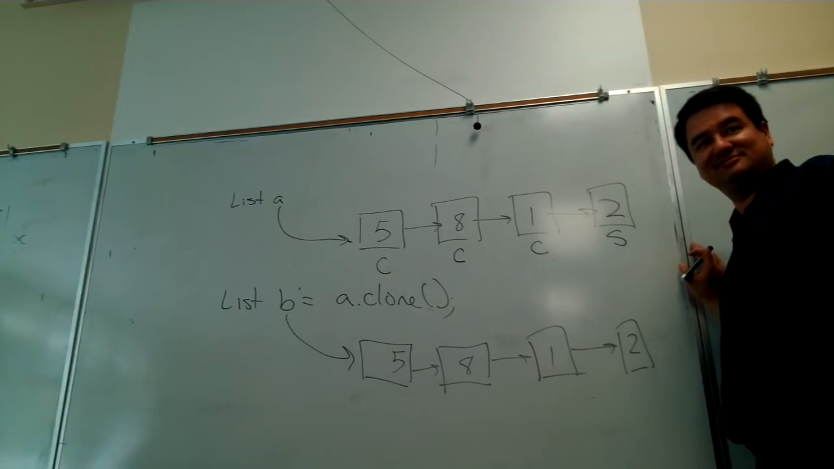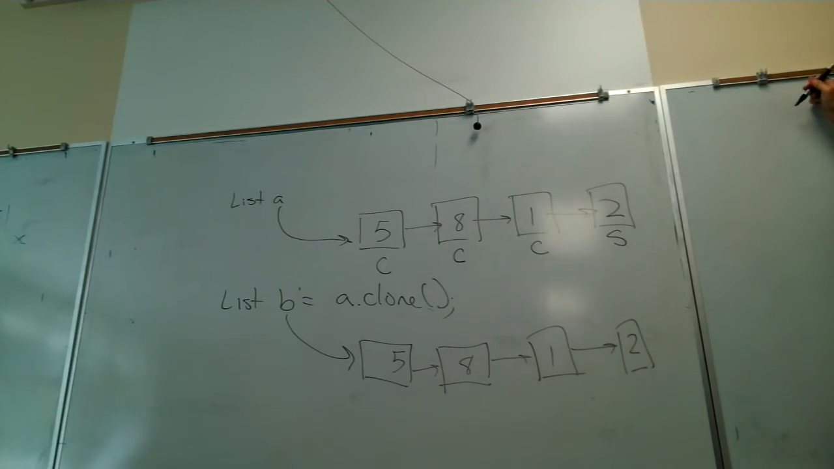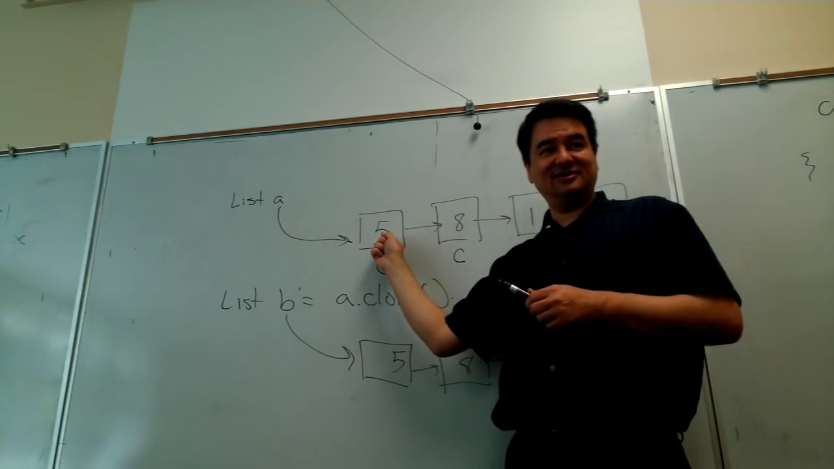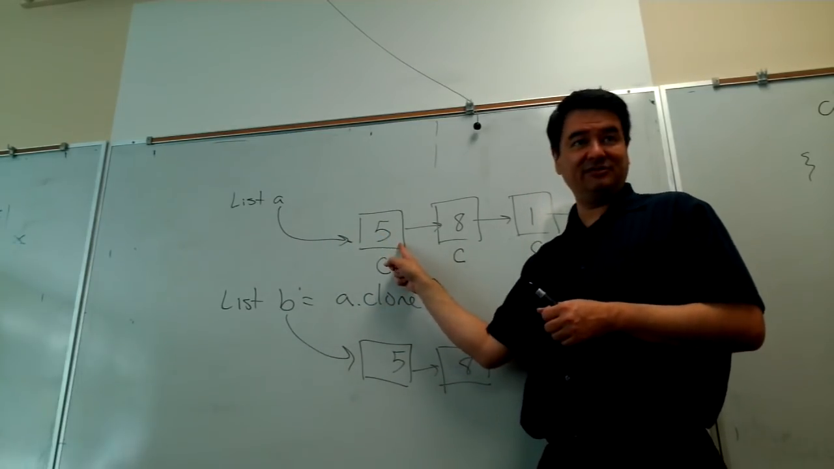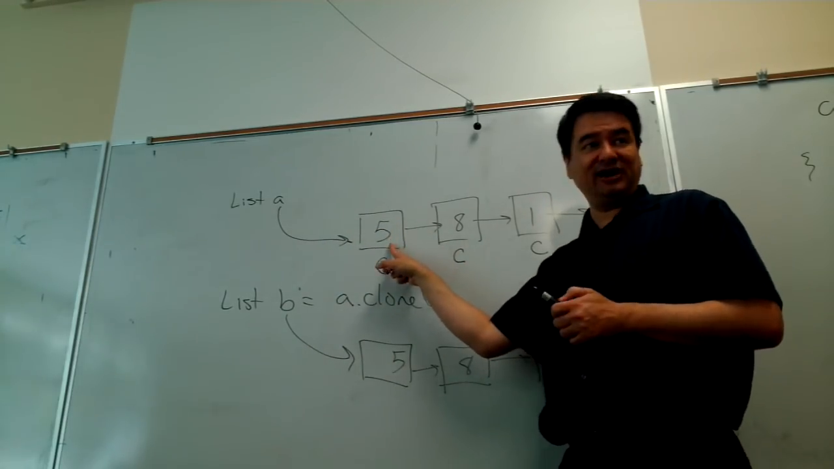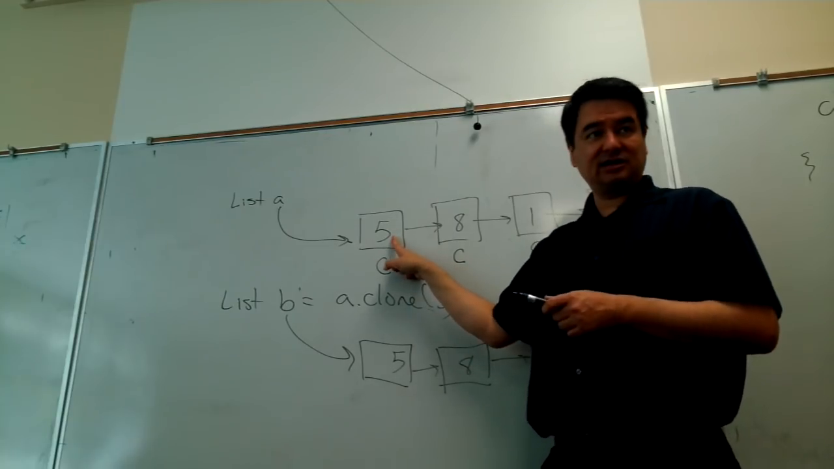What do you think should happen? Just walk down the list and read it and write it to another list. So we're going to ask number 5 here. Remember, that's what A is pointing to. A is actually pointing to number 5. It's not pointing to the whole list. It's pointing only to number 5. So we're going to ask number 5, clone yourself.